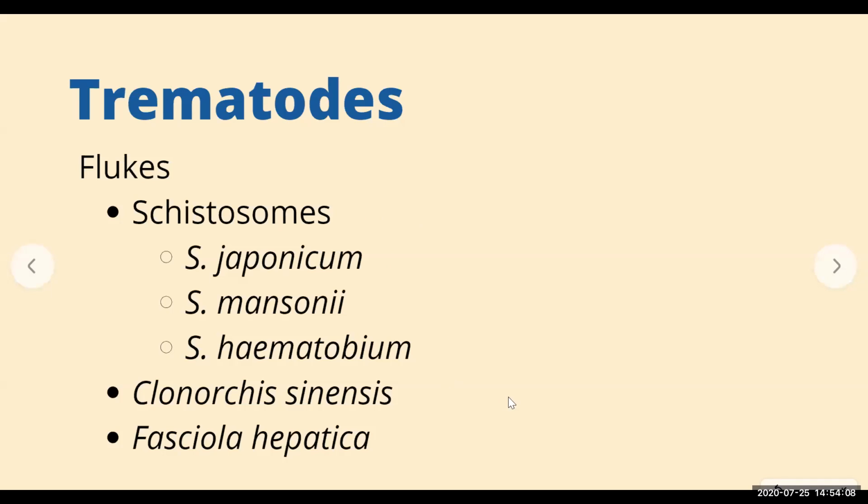Then, we have your Clonorchis sinensis and your Fasciola hepatica. That is your liver fluke. There are two kinds of flatworms, your cestodes and your trematodes. When we say fluke, trematodes, their target is the blood. They are blood flukes, just like your schistosomes. If you do not treat the infection, it will affect other organs of the body.